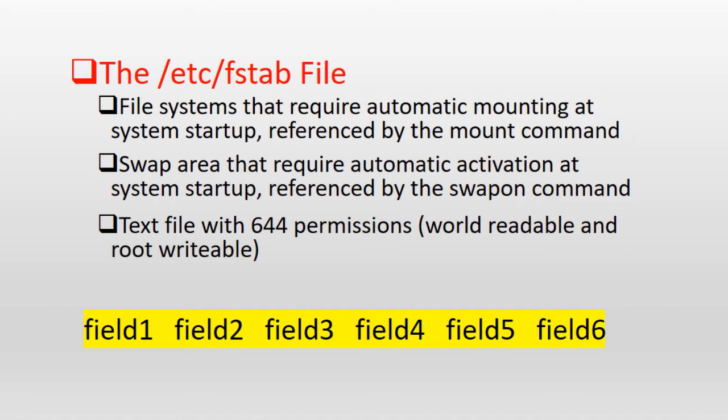Let's take a close look at this file and analyze various pieces of information that it stores. This file maintains a one-line entry per file system and one-line entry per swap area. Each line is broken into 6 space-separated fields. The permissions on this file are typically world-readable and root-writable. Let's see what kind of information the fields store.